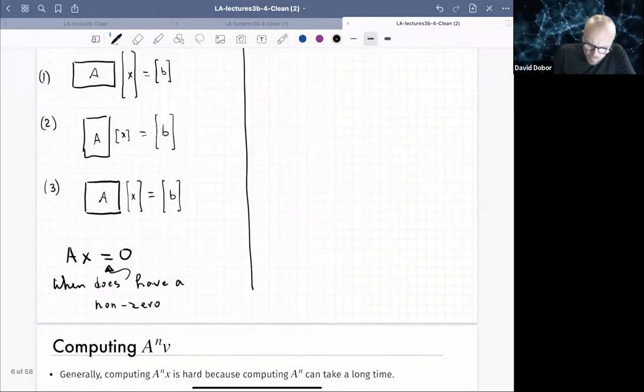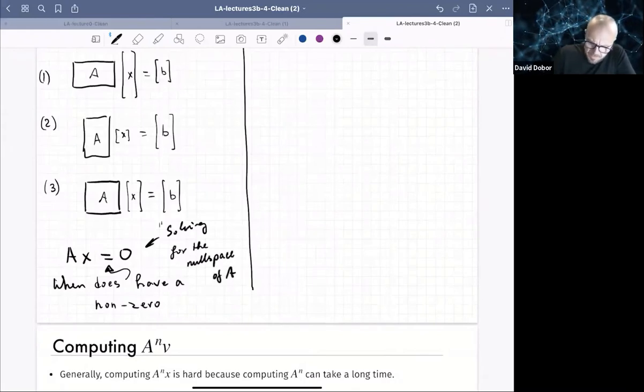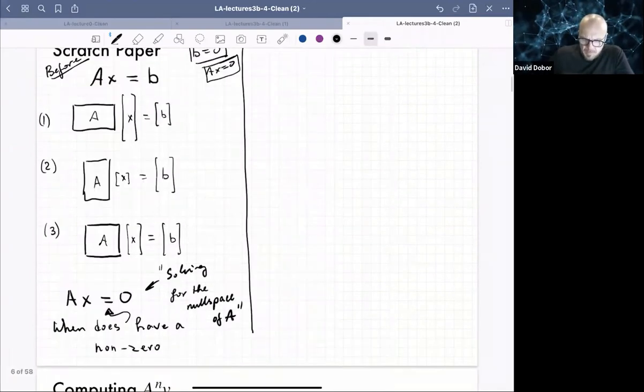This was the question of solving for the null space of A. That's what we did. AX equals 0 is to solve for the null space of A. And for certain matrices, in the null space of A there is something other than the 0 vector. That was the main point.